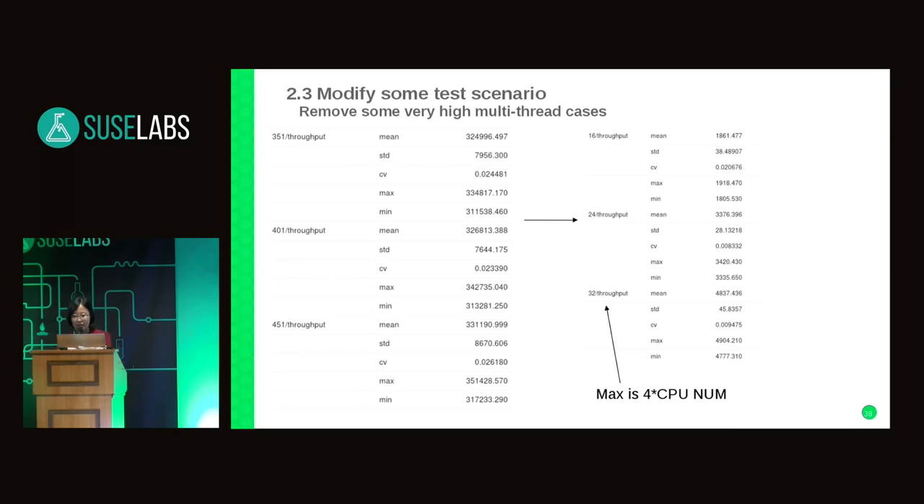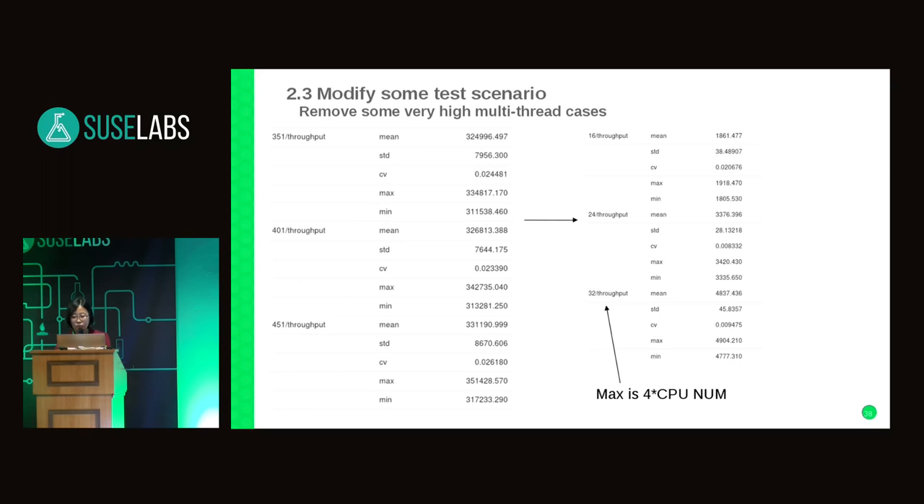Above are all newly added benchmarks. The next one is an enhancement of what we already have in our previous test suite. We have some cases that run with very high thread counts. You can see there are maybe more than 400 threads. It may cause the machine to be heavily oversaturated. So we remove some very high thread cases and set the max number to 4x the CPU count. So here is the test case enhancement.